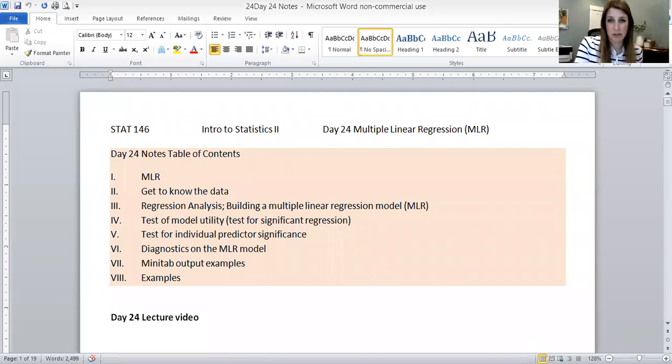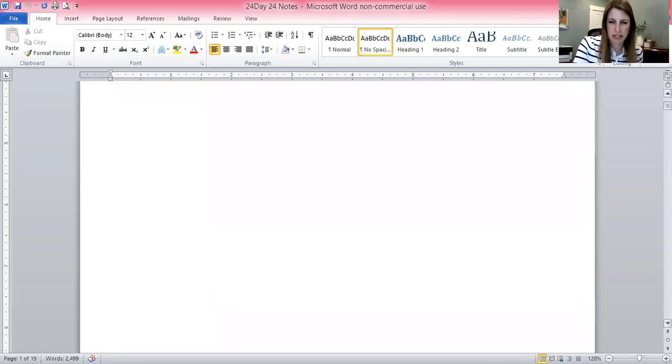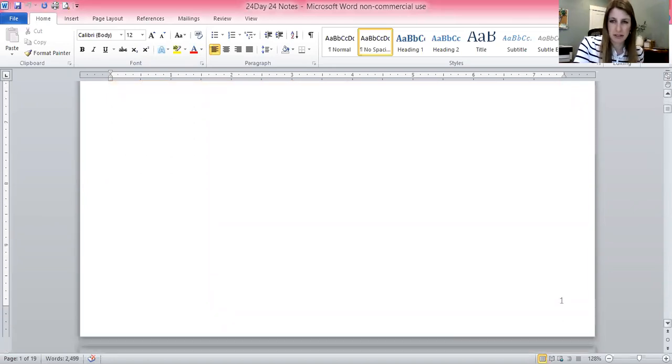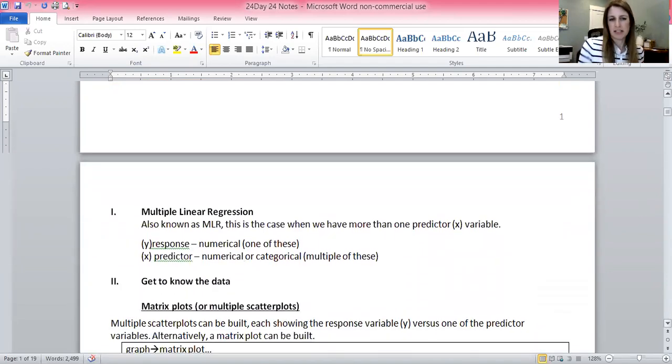So in day 24, we're going to take a look at multiple linear regression. This is MLR. We're first going to talk about what makes something multiple linear regression, and look at all the things that we looked at with simple linear regression, but now with multiple. So multiple linear regression is just the case where we have multiple predictor variables, so multiple x. So we still will only have one y, but now we're going to have multiple x predictors.